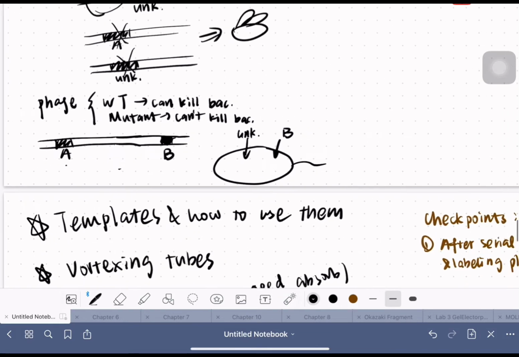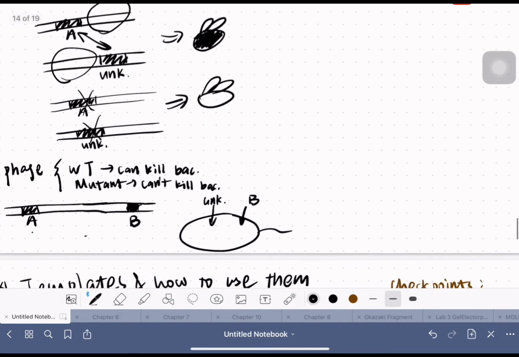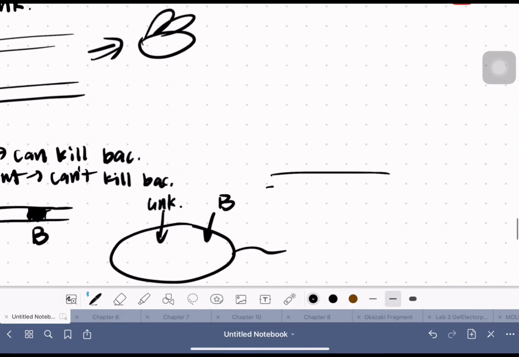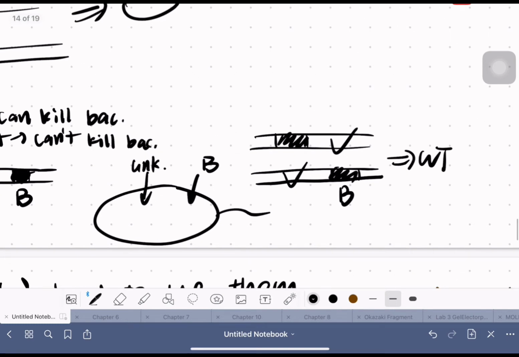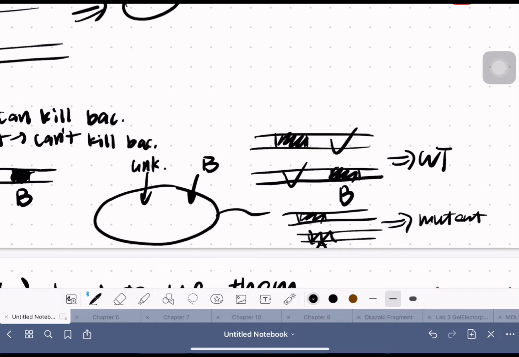If the unknown is at locus A, it will complement with the phage with mutation B and be normal, and the bacteria will die. And it will not complement with the phage with mutation A because it doesn't have the normal copy of the gene, and the bacteria will not die. You can do the same reasoning if the unknown is at locus B.